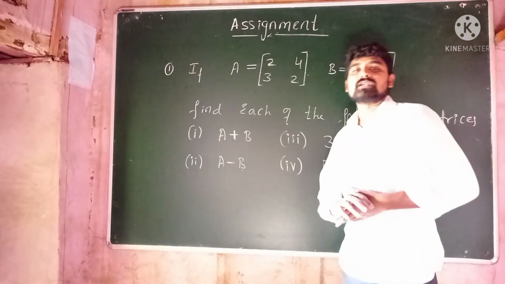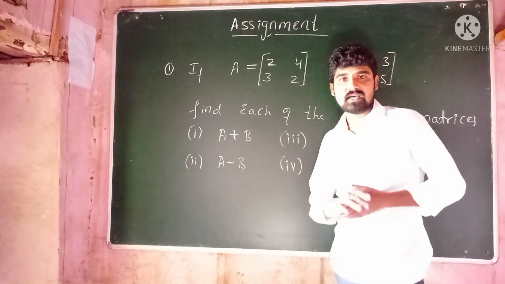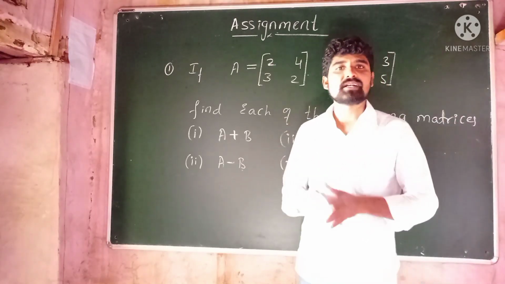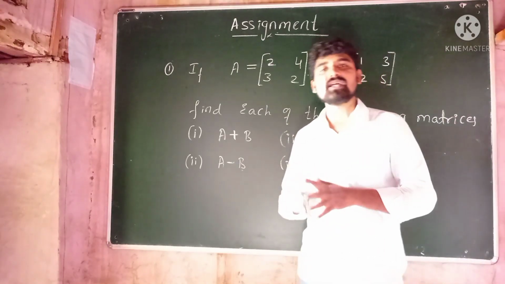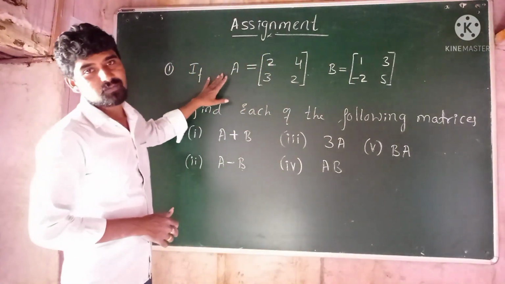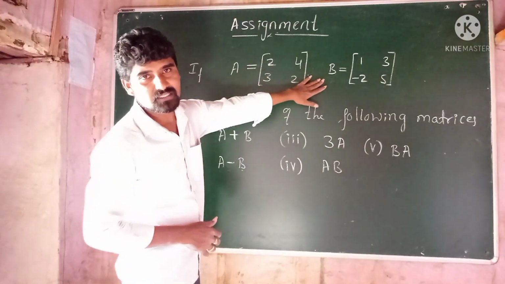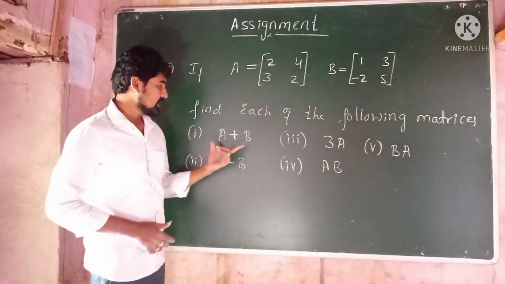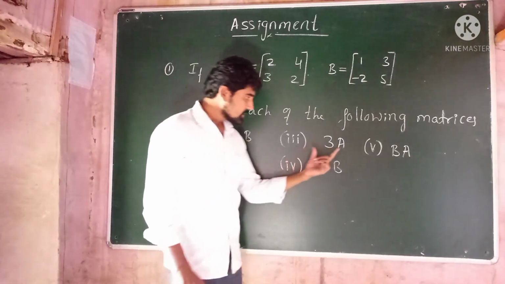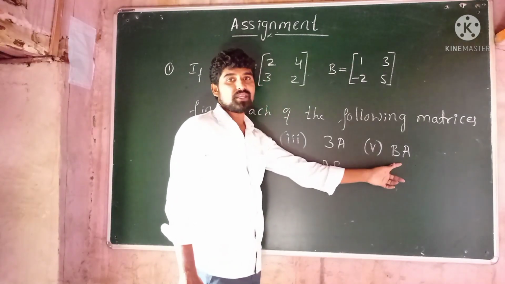I hope all of you understood the problems on operations on matrices, meaning how we add two matrices, how we subtract two matrices, and how we multiply two matrices. So for that, take this question as your assignment work. If A and B are any two matrices, then find the matrix A plus B, A minus B, 3A matrix, and AB matrix as well as BA matrix.